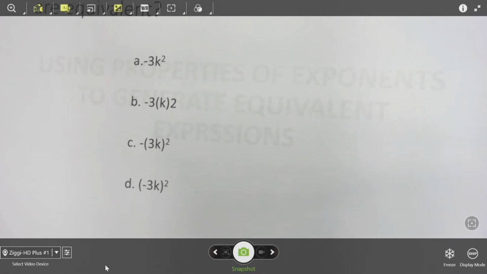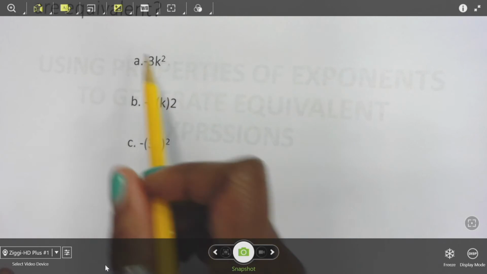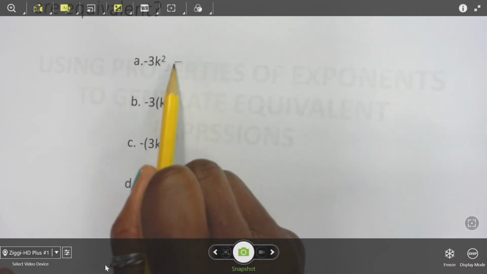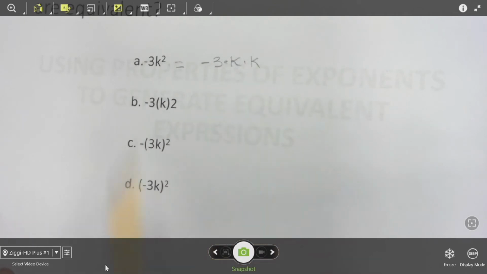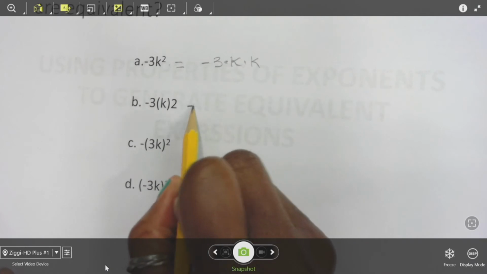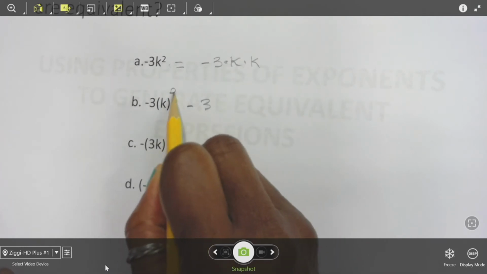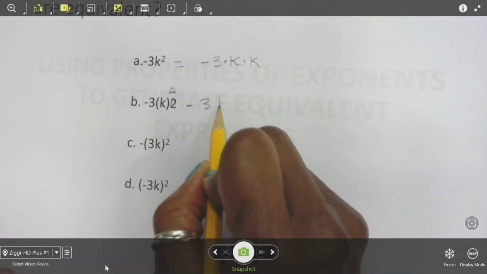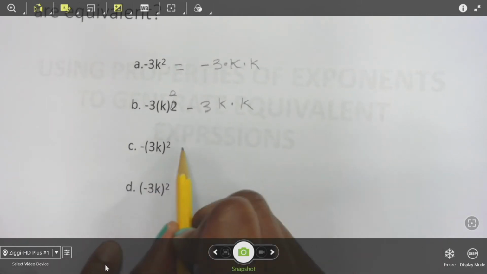-3k. So we know the only thing being raised to the second power in this one is k. Absolutely. Let's expand it and see. If we were to expand this, we have -3 times k times k. And what about here? -3. That should have been raised to the second power. Times k. Look the same?